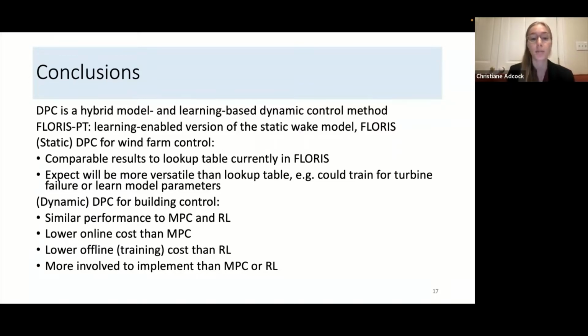Specifically, I showed that I get similar performance to MPC and reinforcement learning, but I have lower online costs than MPC and lower offline costs than reinforcement learning. The one caveat is it's more involved to implement than either of these methods.